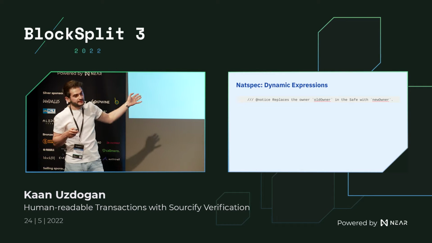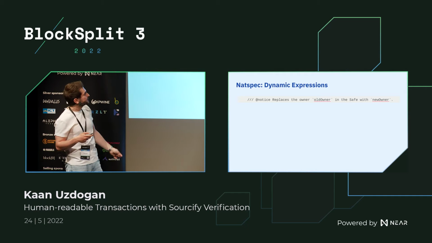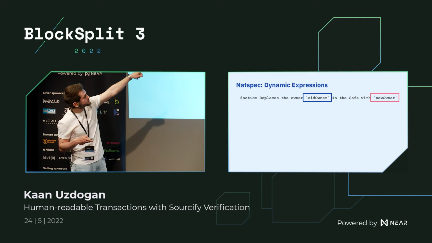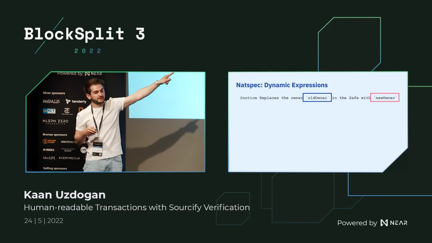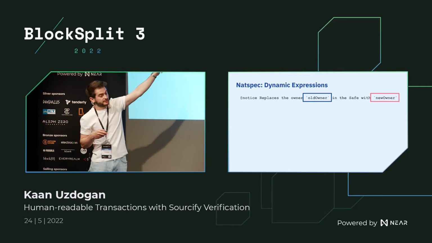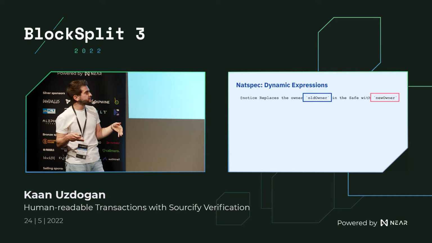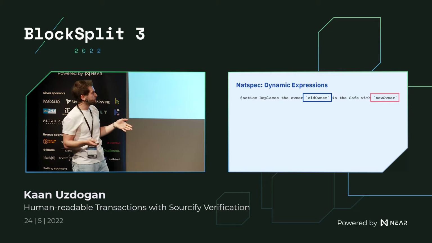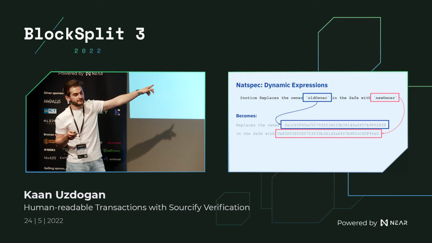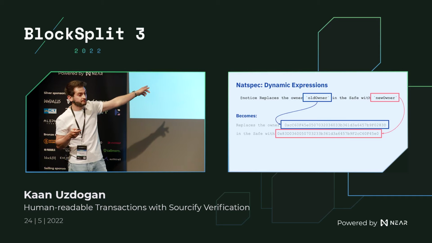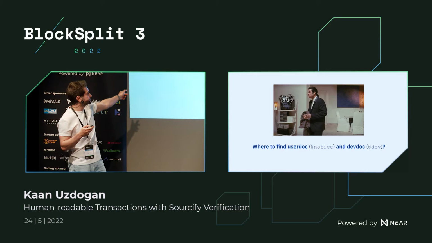Another nice feature of NatSpec is that it allows dynamic expressions. So in the user documentation notice field you see here, we have the variables, address variables, old owner, new owner. So it allows filling these fields dynamically when showing this to the user. What I mean by that is this documentation can become this when you're interacting with the contract. And even better, maybe we can use something like this instead of an address.